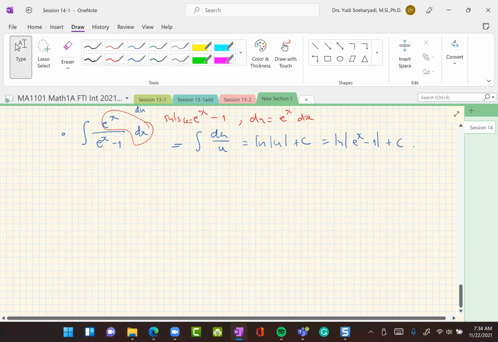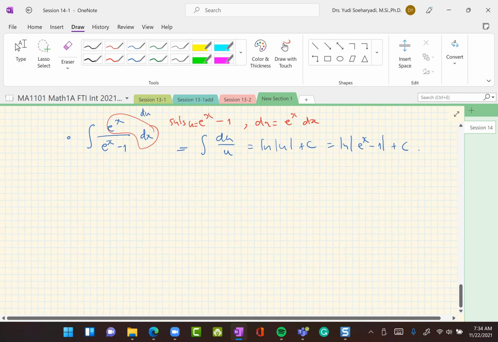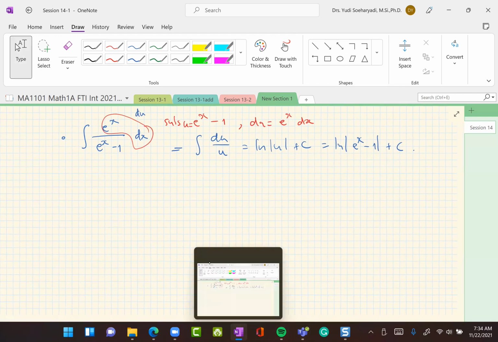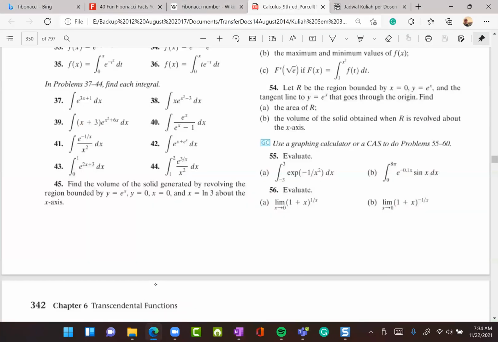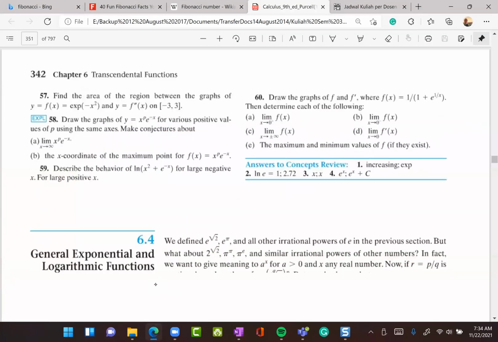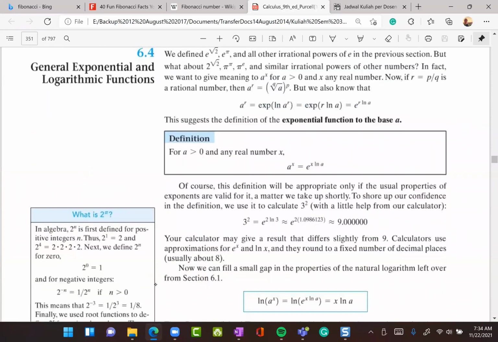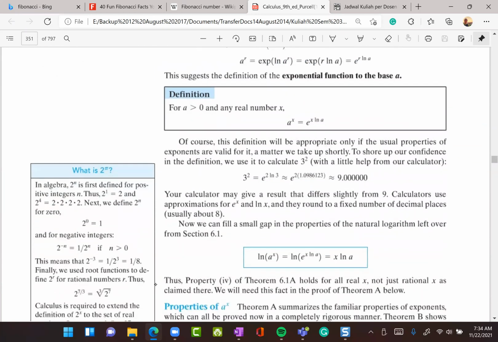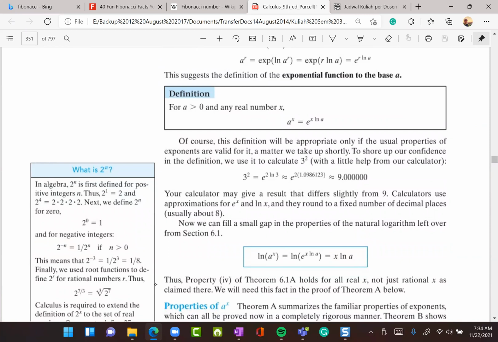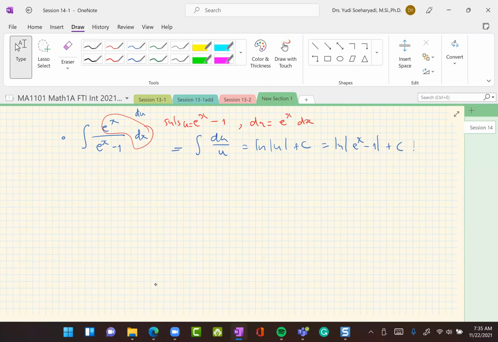Any questions? Right. If not, then let's continue with the general exponential and log functions. So this is how we define the exponential function for any base and any real number. Okay, so let's do this one.